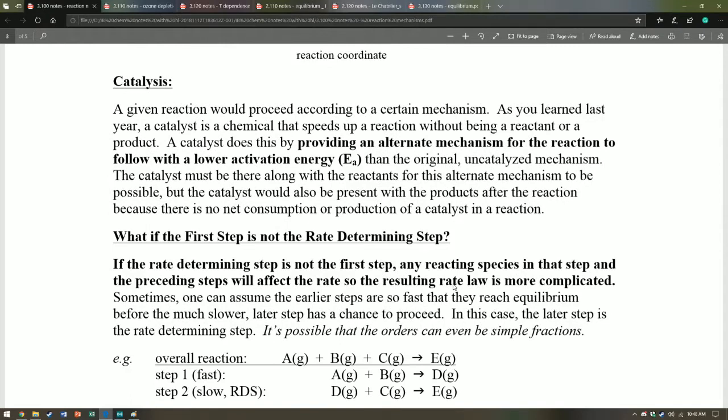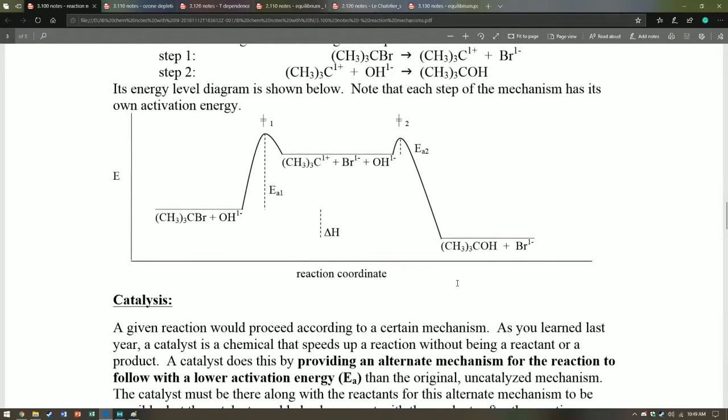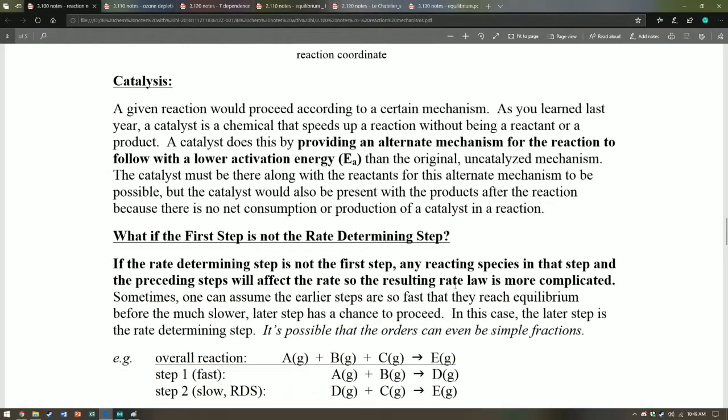Catalysts, I'm just going to re-mention the definition again, and hopefully after all we've covered, you'll get an appreciation for what the whole definition is. A catalyst is something that provides an alternate mechanism for a reaction by providing a reaction pathway with a lower activation energy than the original uncatalyzed mechanism.